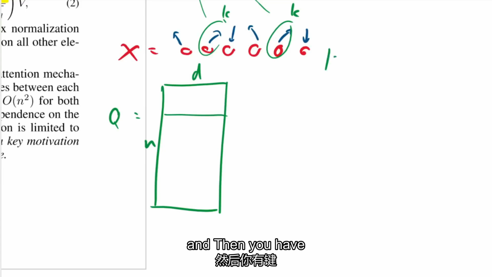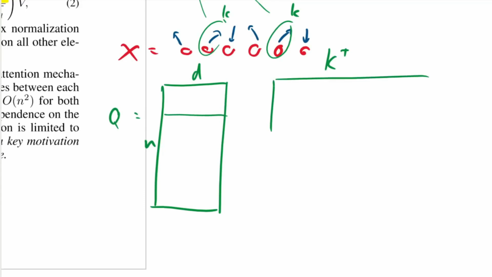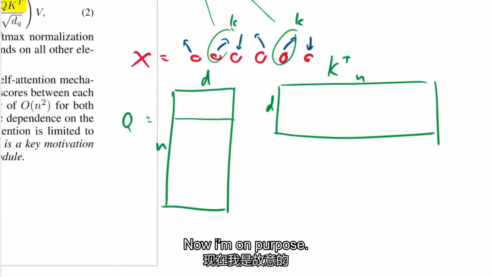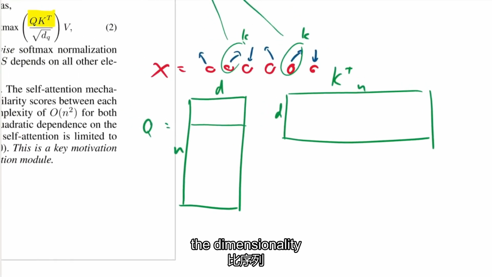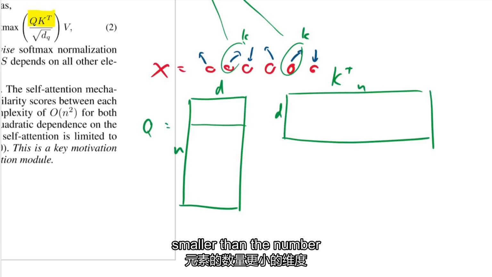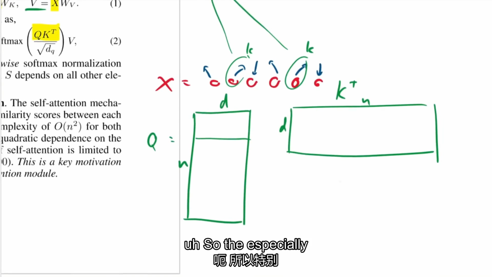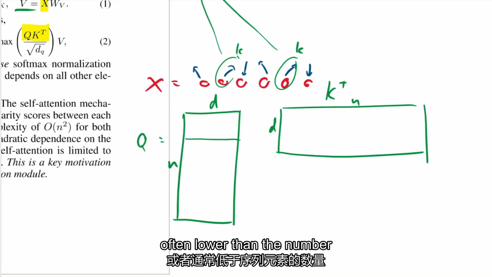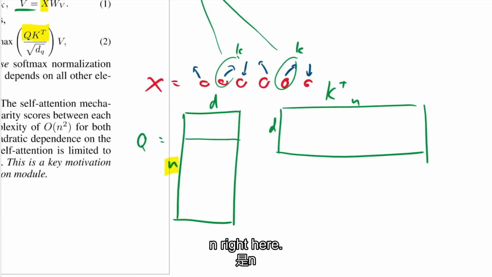And then you have the keys, and you usually write the keys as a transposed matrix, but they are exactly the same. So they are number of sequence elements times some kind of inner dimensionality. Now I'm already drawing the dimensionality smaller than the number of sequence elements, because that's usually the case. Especially if you have multi-head attention, the dimensionality is often lower than the number of sequence elements n right here.